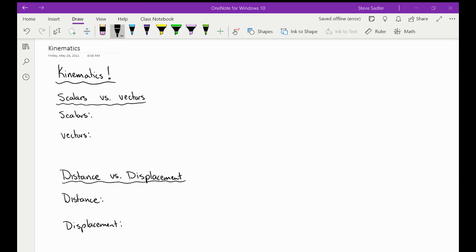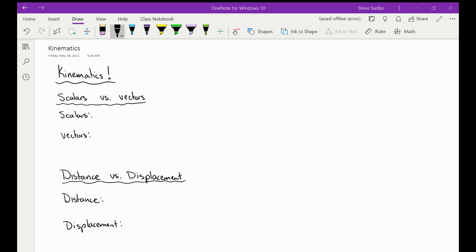Hello everybody and welcome to our first physics video of the year. This is the first unit, so we're looking at the kinematics unit. And this is lesson 1. So we're going to start with talking about scalars versus vectors.